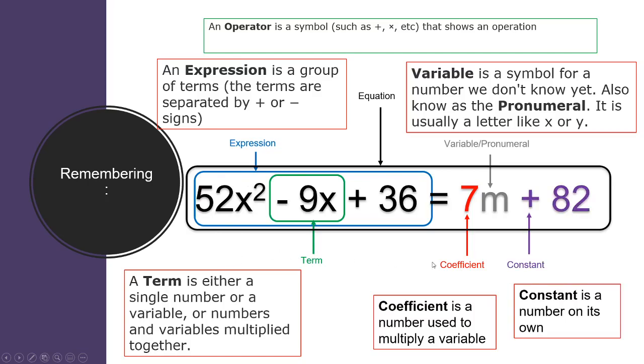And the constant is this plus 82 at the end. Okay, it's a number by itself. We have to remember the sign is part of that constant. And the other constant here is this 36.